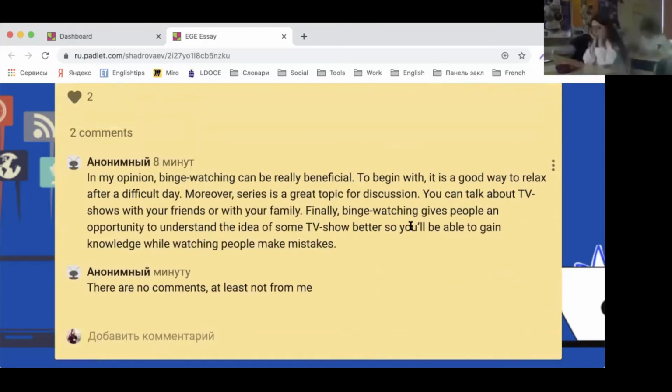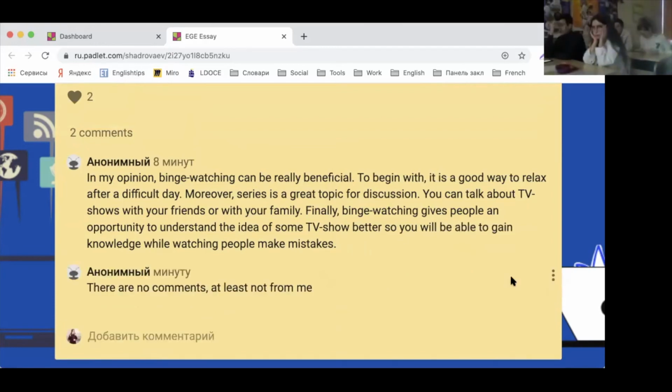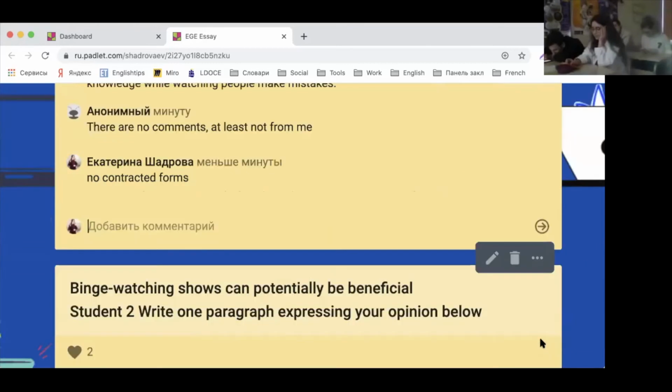So you can't use any contracted forms, be careful. Oh, can I? Yeah, I can edit. So instead of you need, you will, okay? Be able to gain knowledge. That's the only comment I would make here. Okay, any questions? Or is that fine? No questions. Yeah, no contracted forms here.